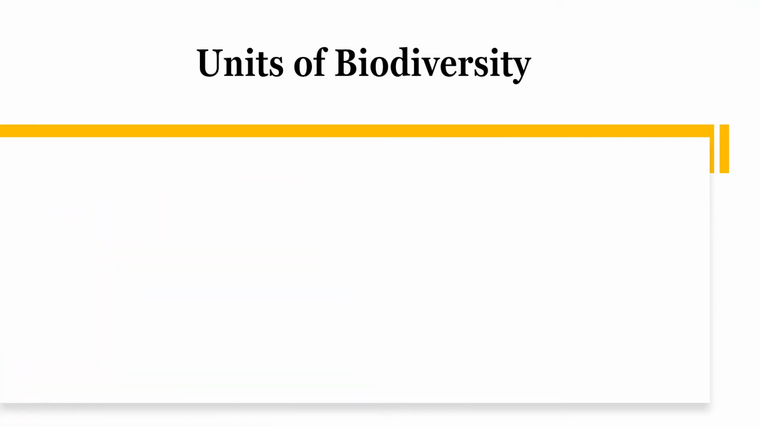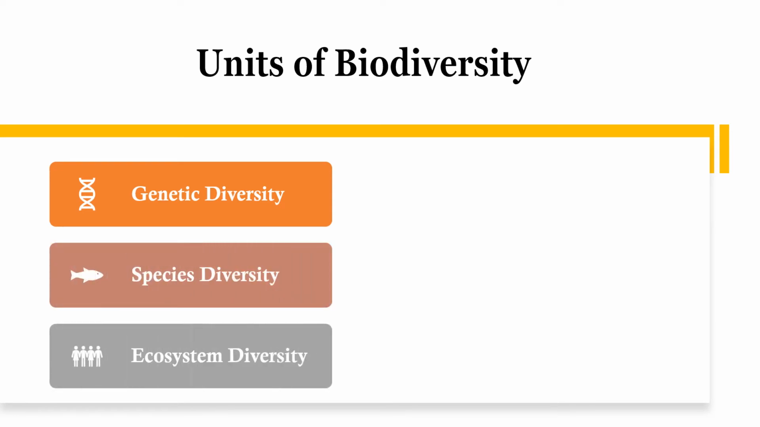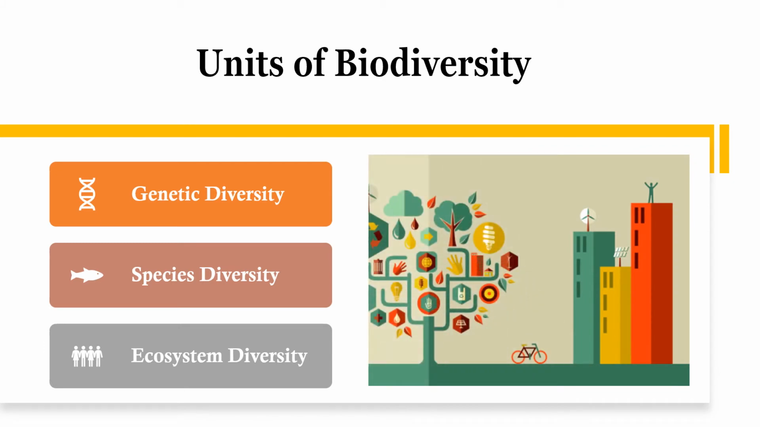The concept of biodiversity may be analyzed at three different levels. These three different levels are the units of biodiversity. First, genetic diversity, second, species diversity, and third, ecosystem diversity.